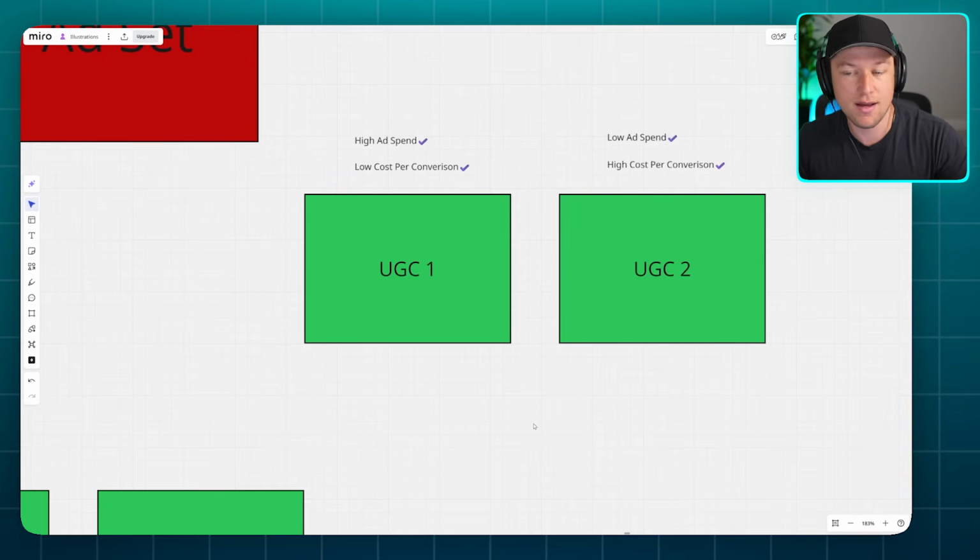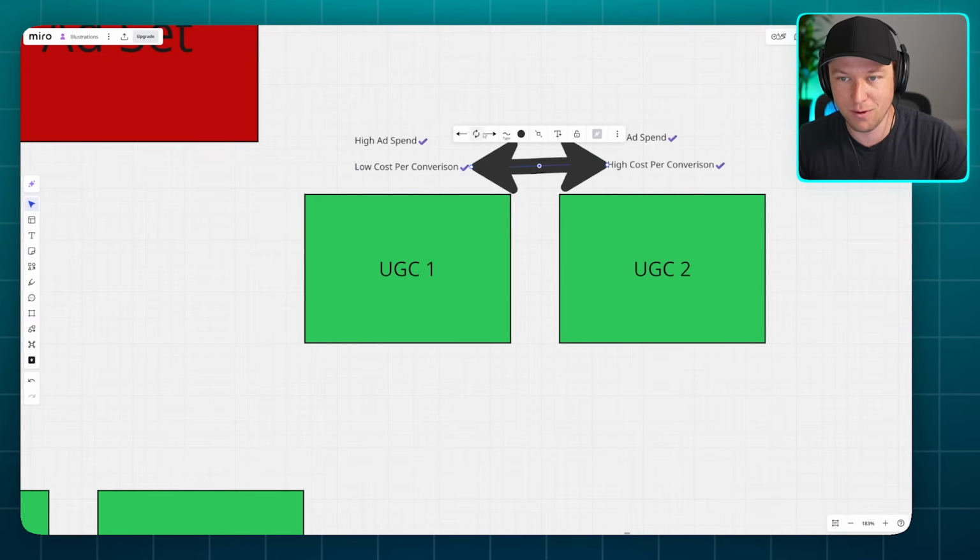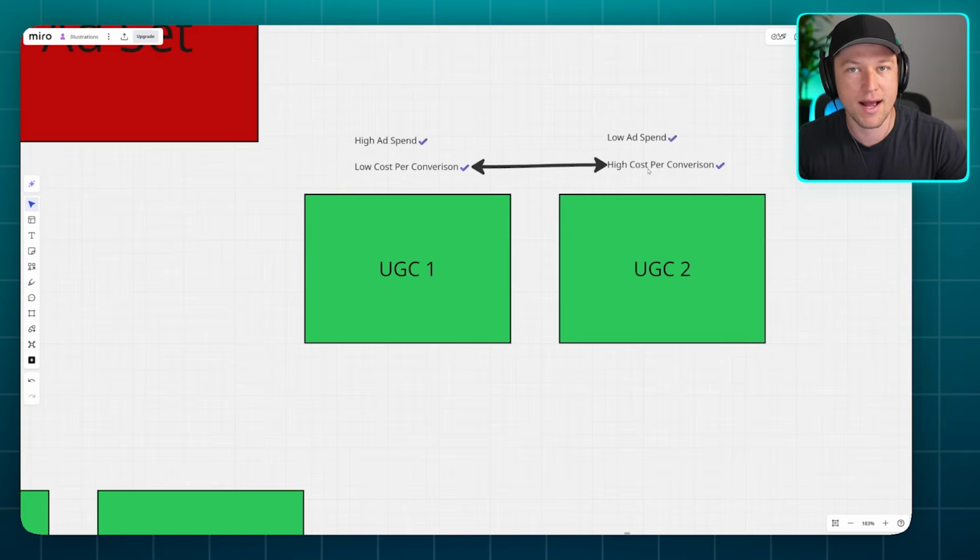You might find that new customers actually come way more through this UGC2 that has a lower ad spend and a higher cost per conversion, which is very, very apparent as a relation to cold versus warm traffic. Typically, a lower cost per conversion means warm traffic, and a higher cost per conversion means cold traffic.